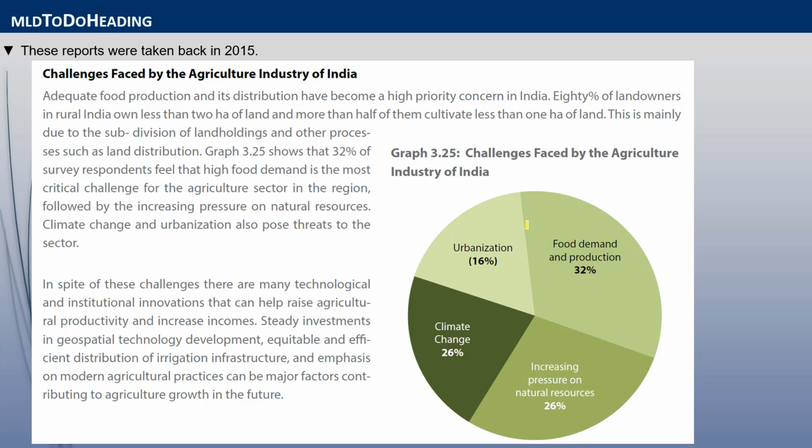There are other challenges being faced by the agriculture industry of India. First one is urbanization, that is more and more houses, commercial real estate, buildings, etc. are being constructed, causing a lot of agricultural land to be converted for urbanization. The second issue is the increasing pressure on the natural resources.